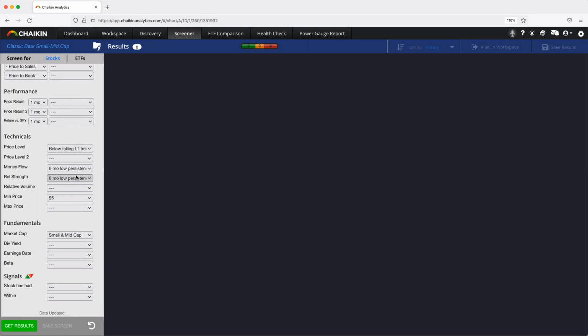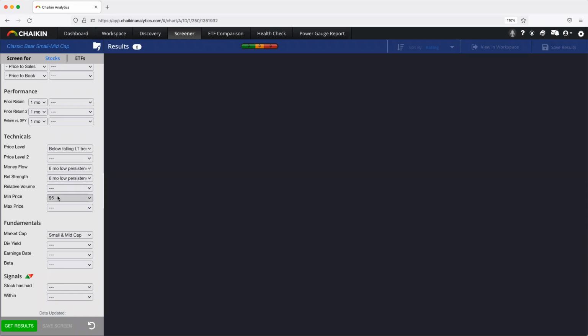Of course, the same thing for relative strength versus the SPY. We talk about relative strength versus the SPY all the time. Along with the power gauge rating, it makes up the dynamic duo of Chaikin Analytics, the Batman and Robin, right? The two most important indicators. So we are looking for stocks that are clearly underperforming the market and have been underperforming if we are considering a bearish trade, right? If we are considering something to short, etc.